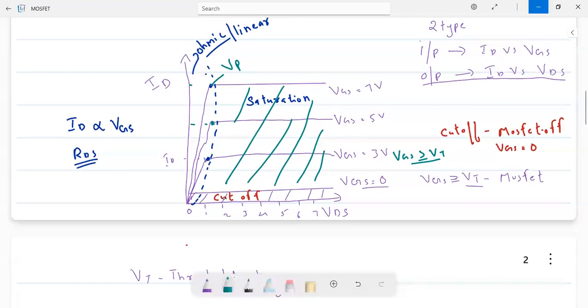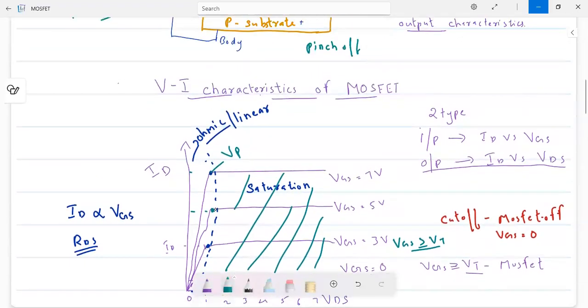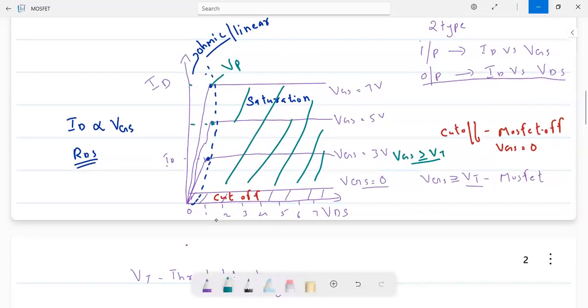Hope you have got how to draw this VI characteristics of MOSFET. Thank you all. We'll see in the next video. The next video will be on switching characteristics of MOSFET.